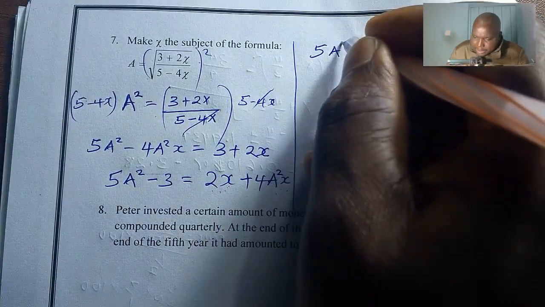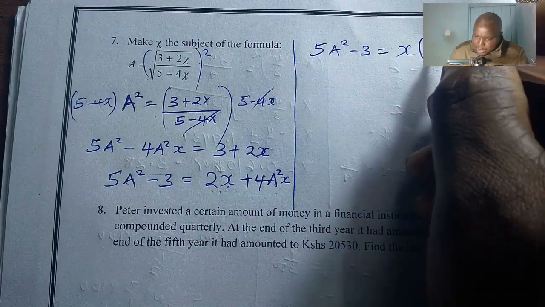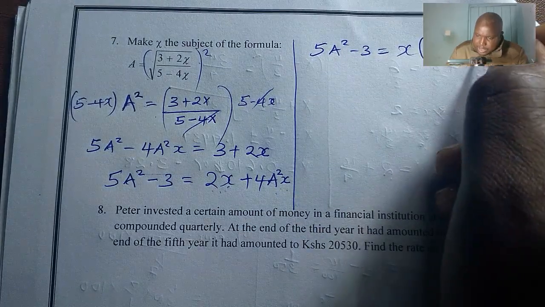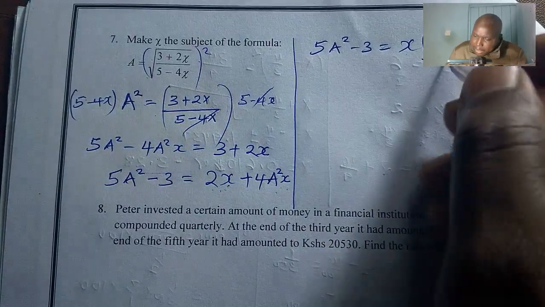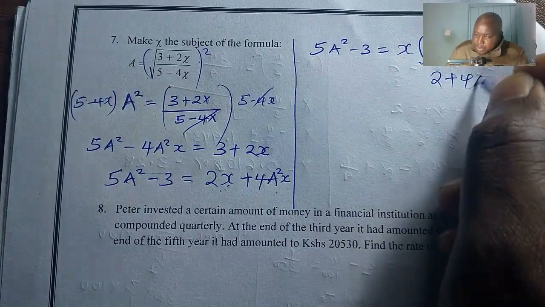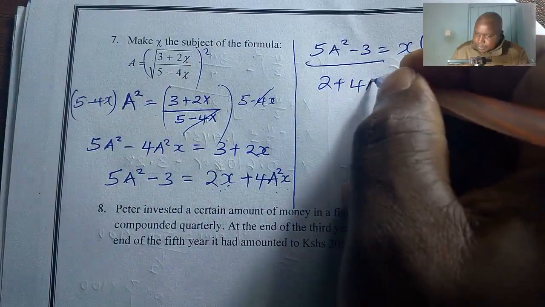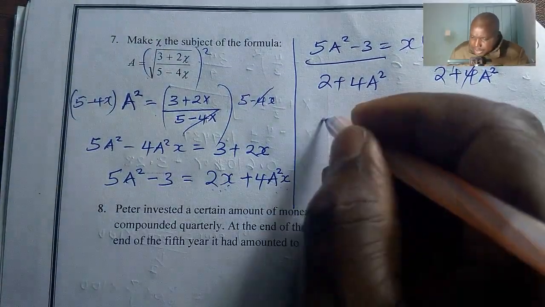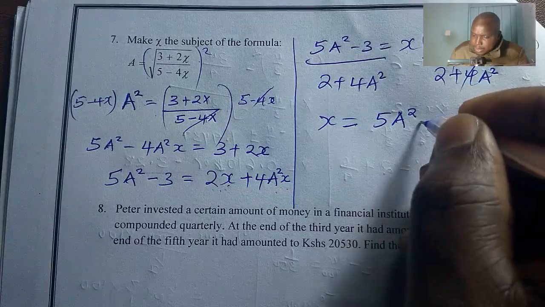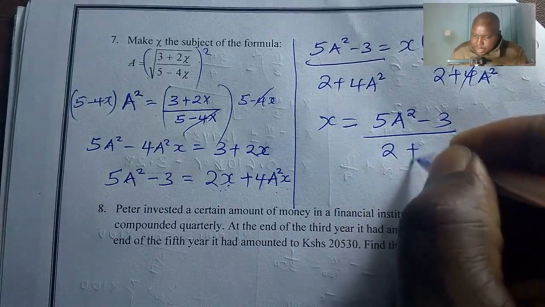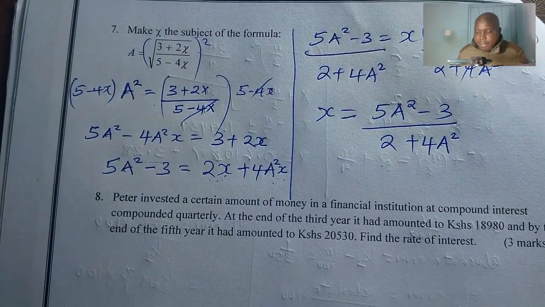5a squared minus 3 is equal to x times (2 plus 4a squared). Since we want x to be the subject, you divide both sides by 2 plus 4a squared. Therefore, x is equal to (5a squared minus 3) over (2 plus 4a squared). And that is the final answer.